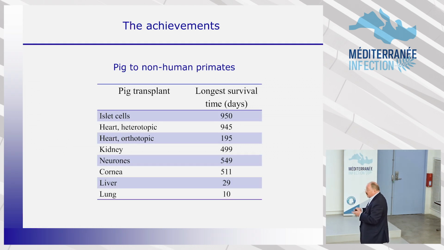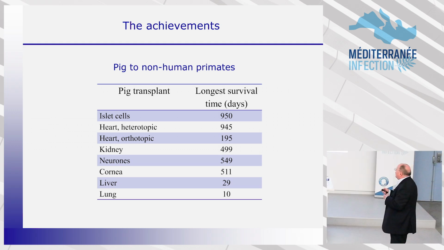And xenotransplantation has had great achievements in recent times. Islet cells survive in non-human primates for 950 days, heterotopic heart 945, orthotopic heart 195 days. This is a record held by our consortium in Munich.